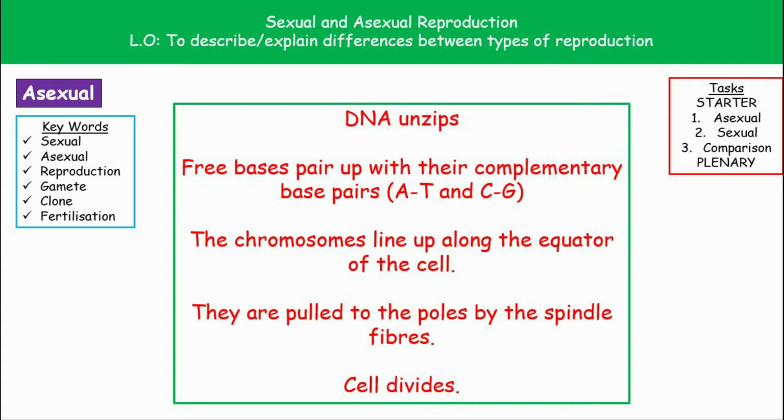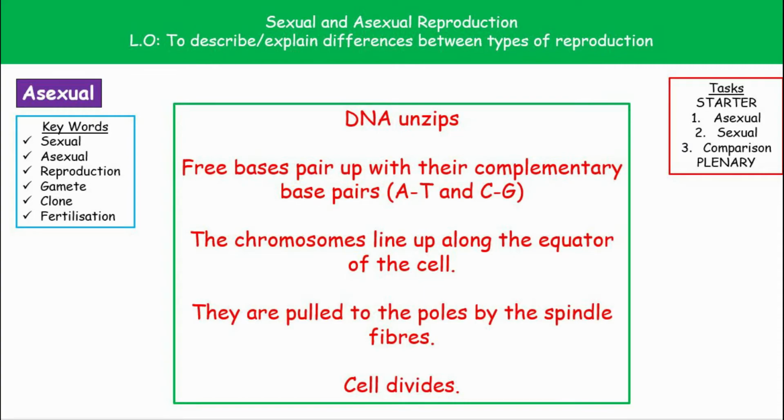Let's double check to make sure we all remember what mitosis is and how it happens. So, the process of mitosis is how we're going to make identical cells to the parent. The first step is the DNA unzips or unwinds. Second stage is that the free bases then pair up with their complementary base pairs. So that's A's with T's and C's with G's. So pointy letters go together and curly letters go together.